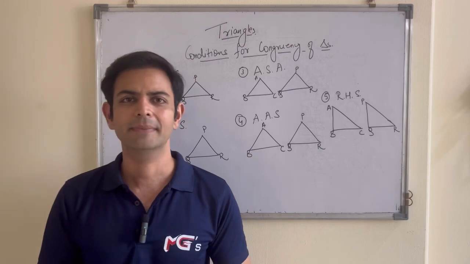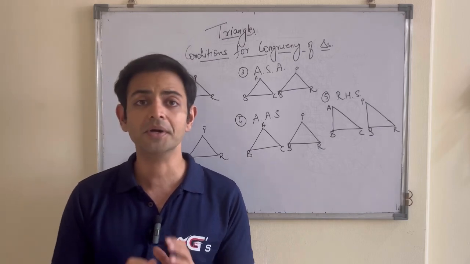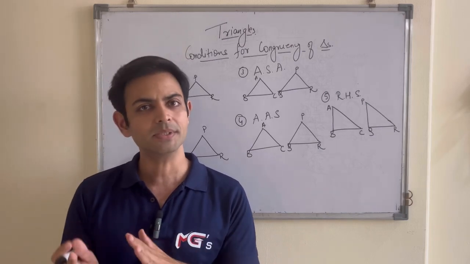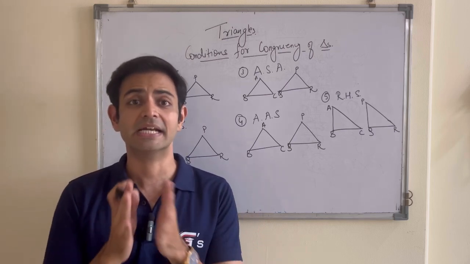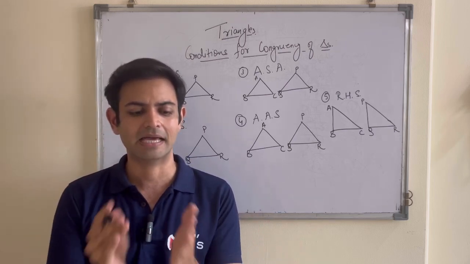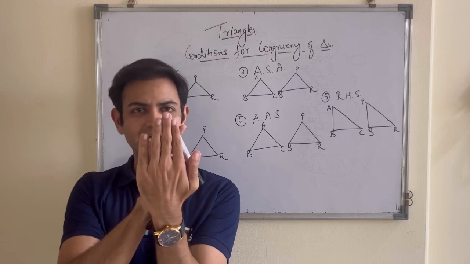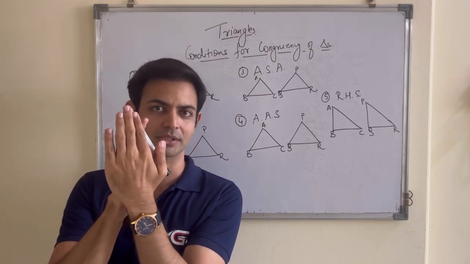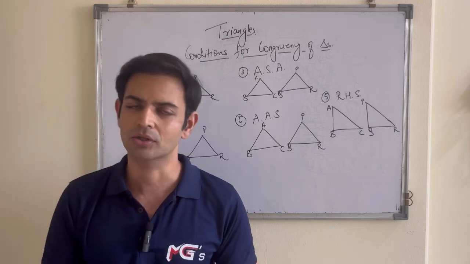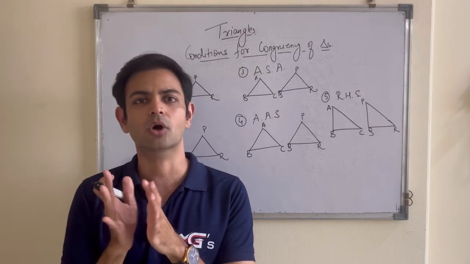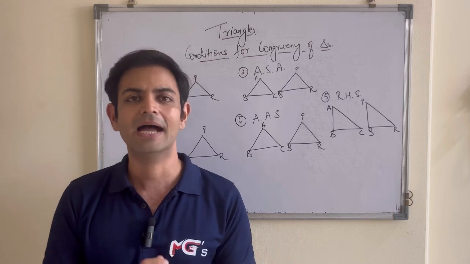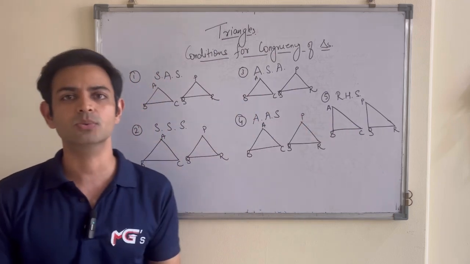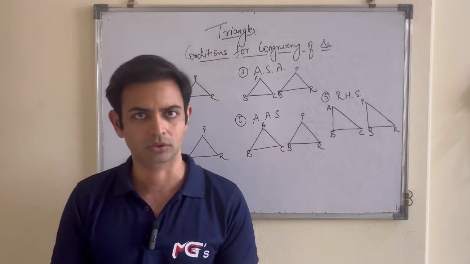Now let us understand the main part of the chapter, which is congruency. What is congruency? Congruency is when we have two figures which are exactly identical. For example, if I put my two hands like that and I can't see the other one, basically they are superimposed on each other. Such figures are known as congruent figures. We will deal with congruent triangles in this chapter, and there are 5 criteria in which we can prove the triangles to be congruent.